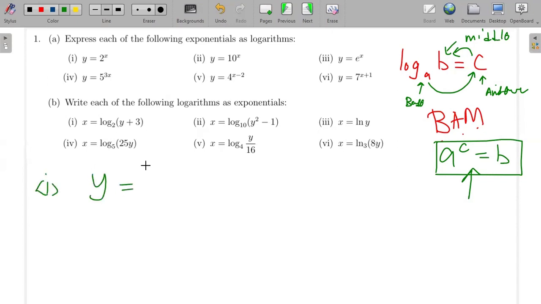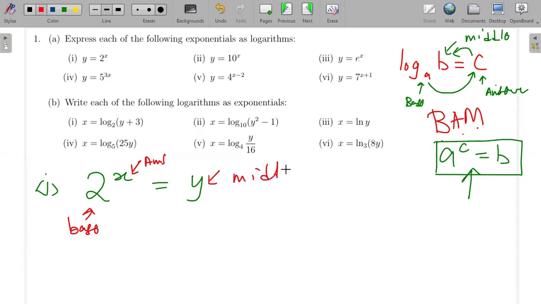Let me write it like this: 2^x is equal to y. We know that this 2 here is the base, and this x here is the answer, and this y here is just what is in the middle. So we're going to follow base to the power answer is equal to what is in the middle.